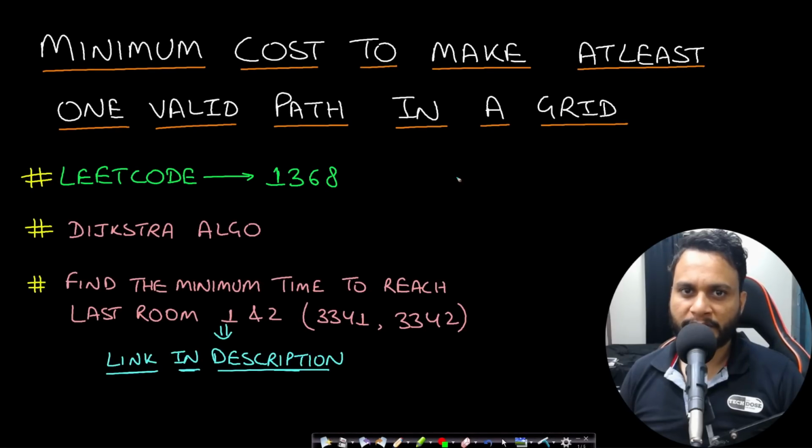Guys, welcome back to TechDose, and in this video we will look at the minimum cost to make at least one valid path in a grid problem, which is from Leetcode number 1368.